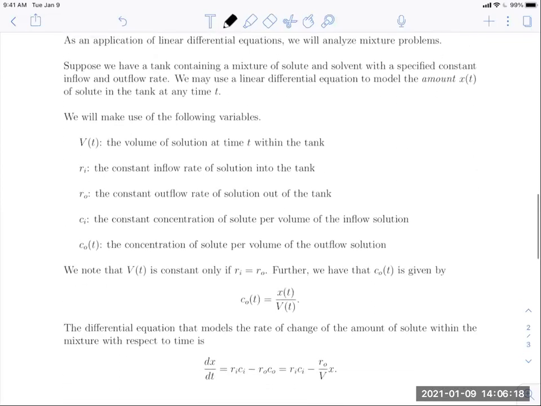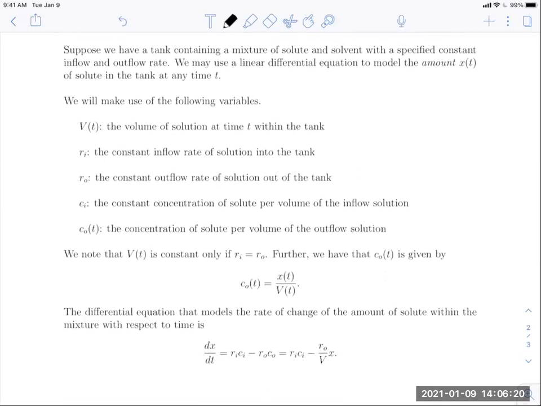And so we have quite a large setup here. All of this is going to be setting up for our mixture problems. So suppose we have a tank containing a mixture of solute and solvent with a specified constant inflow and outflow rate. So we have several things here: solute and solvent, and a constant inflow and outflow rate.